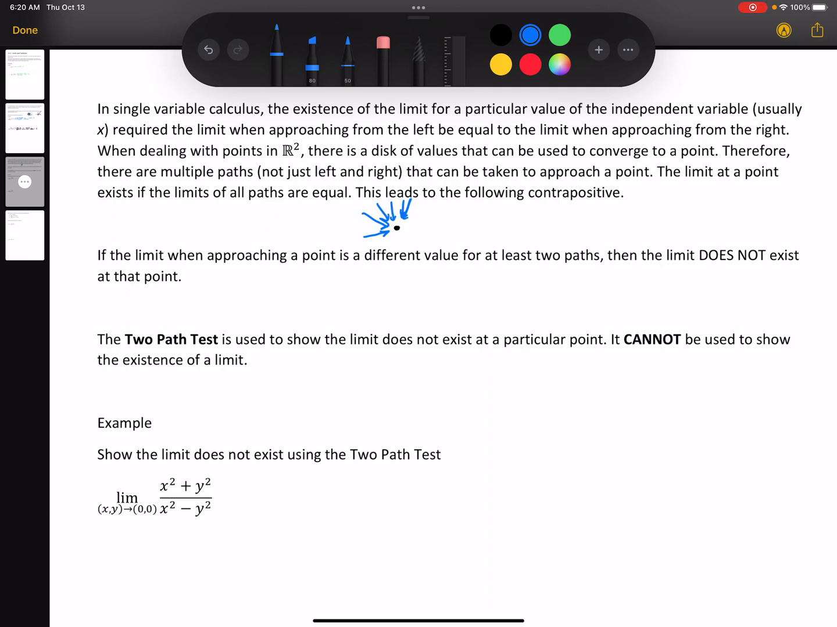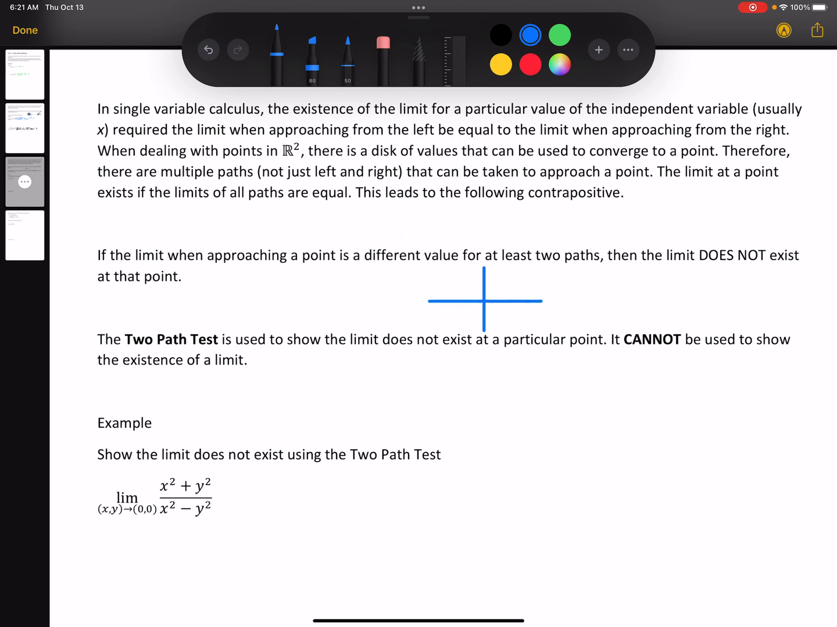So it's impossible to consider every possible path that you can take to show the limit does exist. The two path test tells you when the limit doesn't exist. And that's just going to mean you take two different paths to get to a point. And so now, again, we'll just project this down into the XY plane. When we talk about a path, what we mean is you're taking some curve to get to the point.